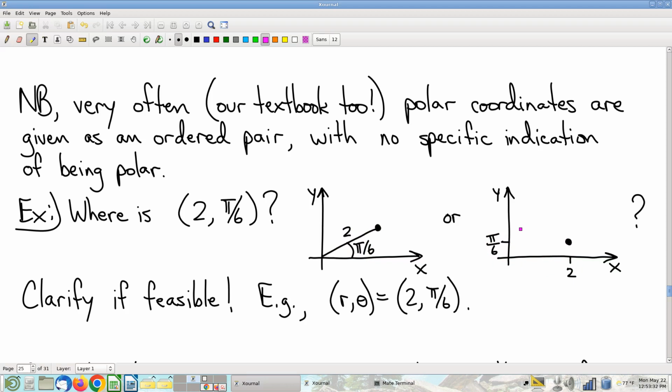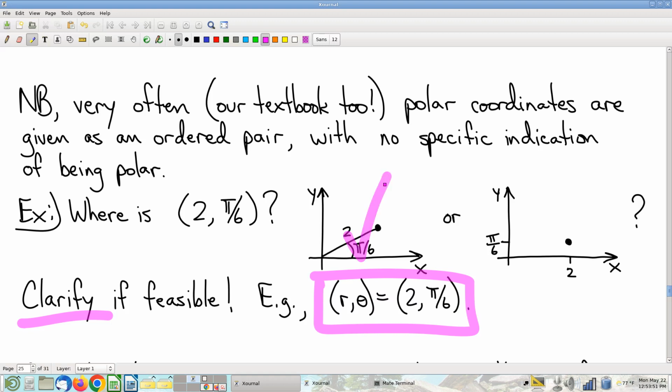Be careful. When you are the one doing the writing, if you want to avoid this kind of sloppiness, which you should, ideally, just clarify. It's real easy to do. You just say r theta equals 2 comma pi over 6. Ambiguity gone, right? Perfectly clear what this means, and then we know it's definitely that. We definitely did not mean this. Very good.